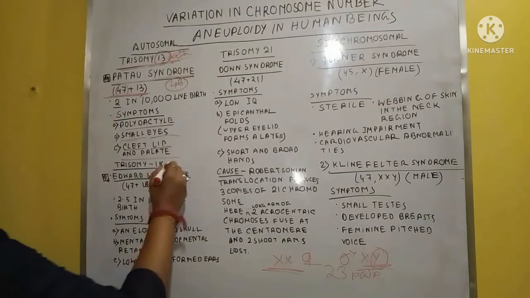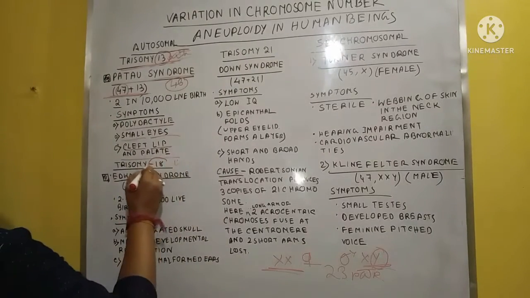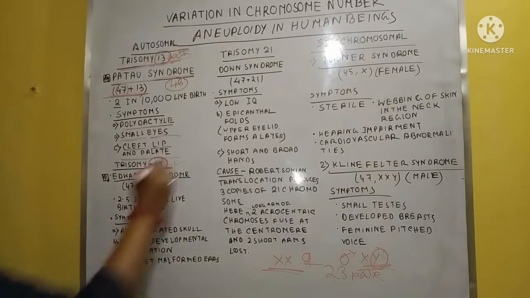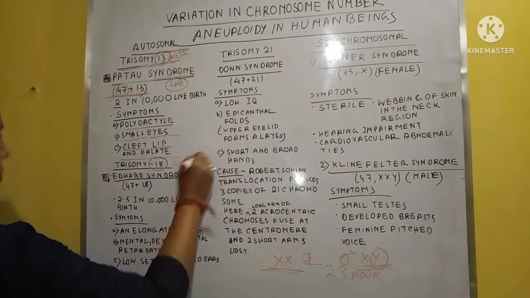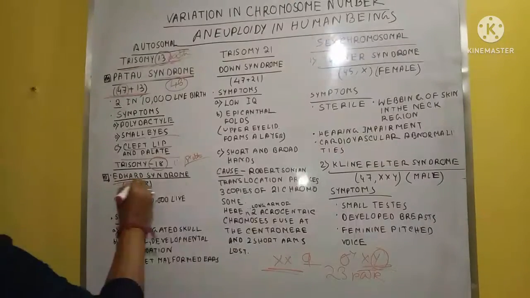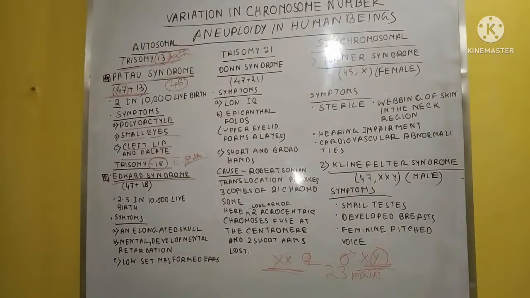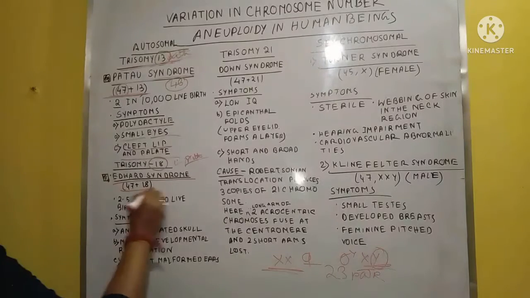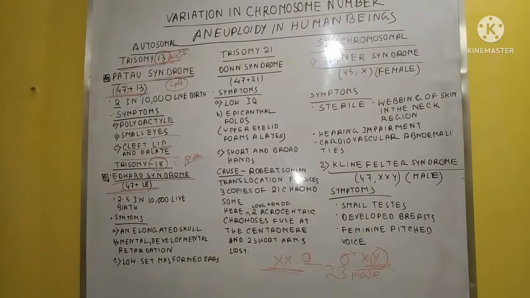And the second one is trisomy 18, and here the 18th chromosome is affected. And the name of this disease is called Edwards syndrome. This is Edwards syndrome, and the situation arises there with 47, that is 2n plus 18.